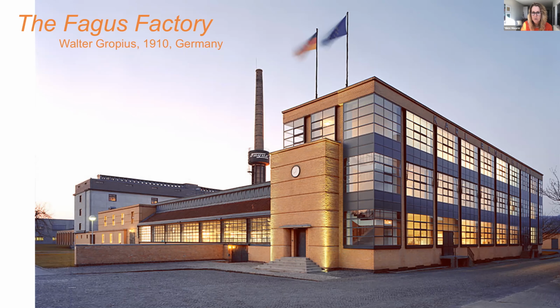So looking at the Fagus factory, so many European architects started trying to push in this direction, trying to minimize the weight of their structures, trying to really focus on light and windows and the reduction of ornament. If we had looked at a Gothic cathedral, for example, we would have had tracery, we would have had stained glass, there would have been a lot of decorative elements that are storytelling on the building.